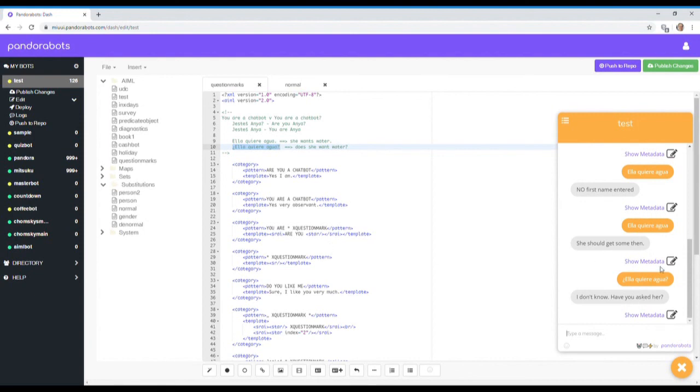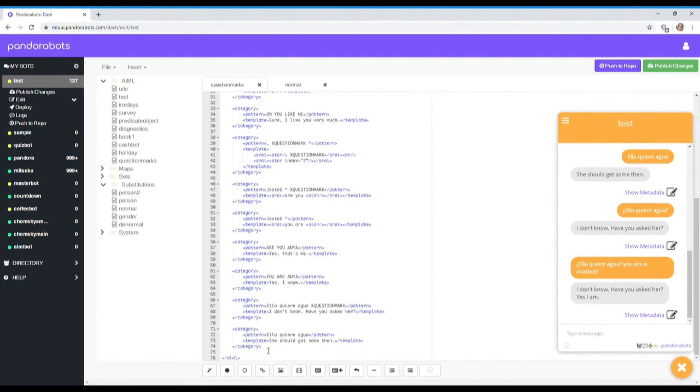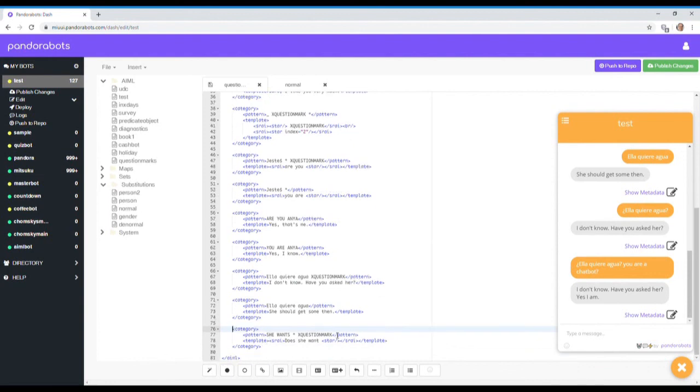So we've detected the question marks, and again this will work with multiple sentences. There we go, so does she want water? And then it deals with the second part of the query. If we were to write the same kind of thing in English, she wants whatever translates to does she want whatever? So instead of just a statement, we're then asking a question as well. Okay, so I hope that makes sense.